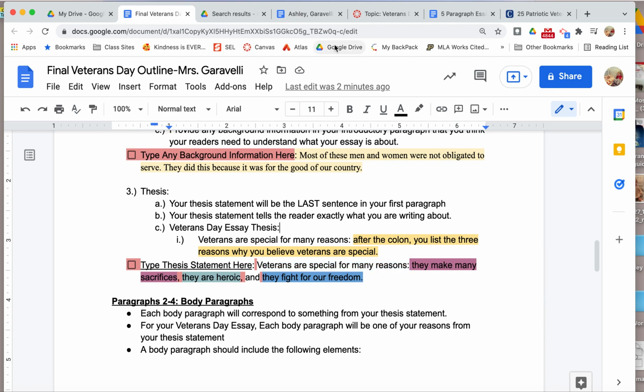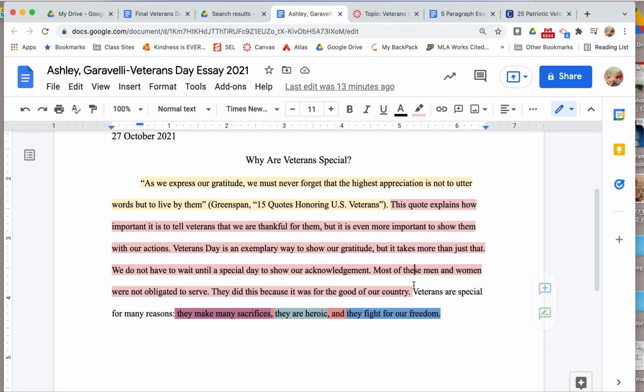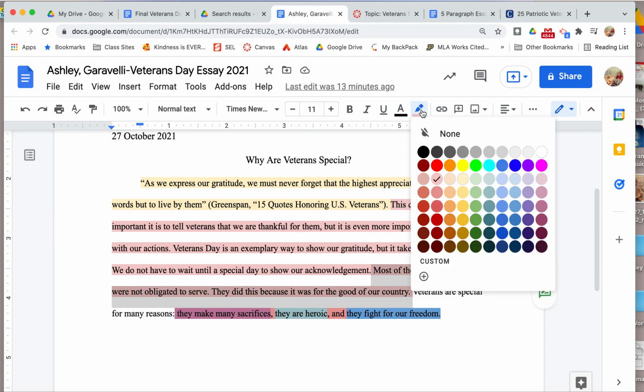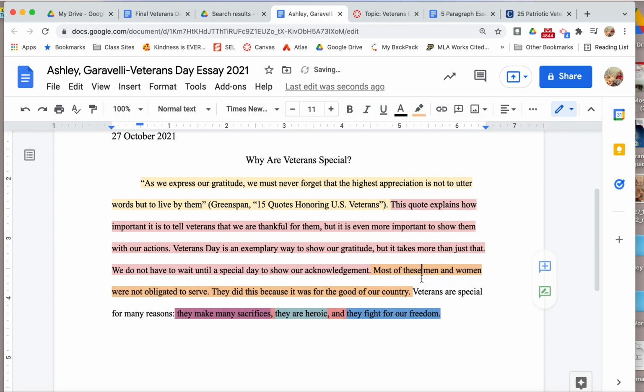So the end result is going to look like this. You're going to have your hook, and I just put them all in different colors. Hook. This is my commentary. I'm going to change this. This is my background information. And then this is my thesis, and I put 3 different colors for my 3 different reasons. Okay, so that's what it all should look like in the end.